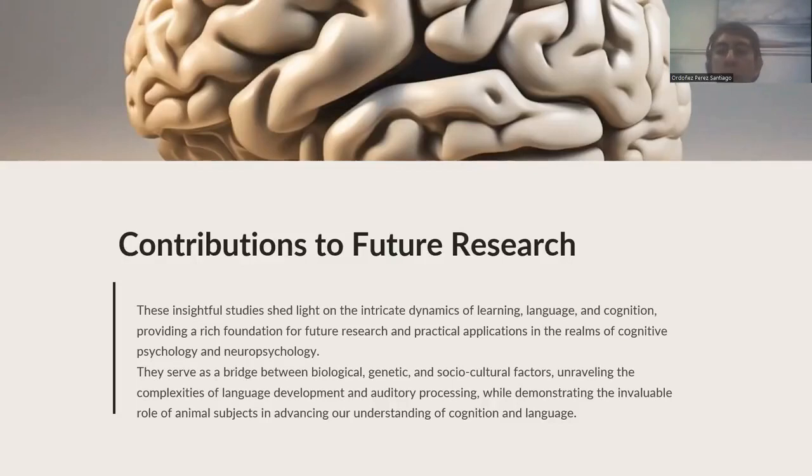In terms of practical application, we have seen some invasive procedures in the macaques article that are related to psychology and neuropsychology. And when we link these kinds of experiments, they serve as a bridge between biological, genetic, sociocultural, also human and animal, because sometimes we see that we are not so different. So these experiments are unraveling the complexity of language development and auditory processing, right?